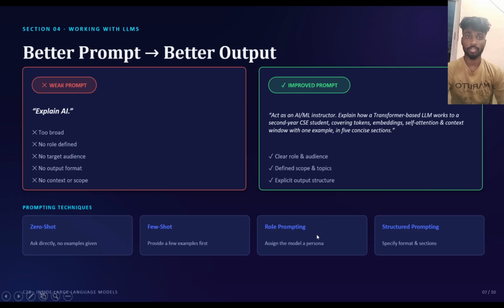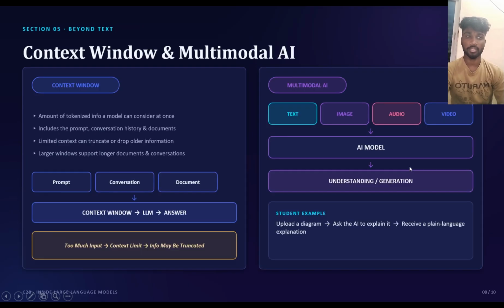Some common prompting techniques are zero shot, few shot, role prompting and structured prompting. So the key idea is better instructions generally help us get more useful and relevant output.